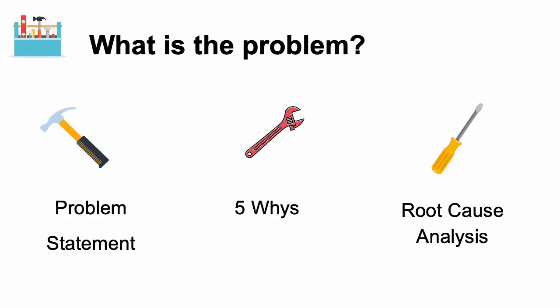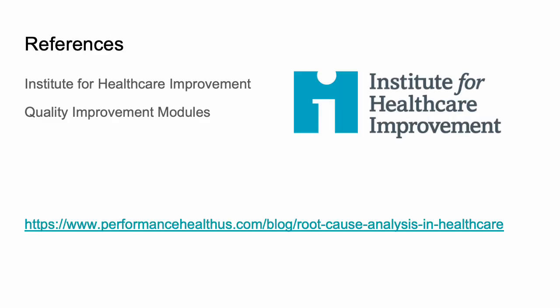So to summarize, when we start a QI project, one of the first questions we want to ask ourselves is what exactly is the problem? We can define the problem using problem representation or a problem statement. We can then investigate the problem more by using the 5 whys technique or the root cause analysis diagram.